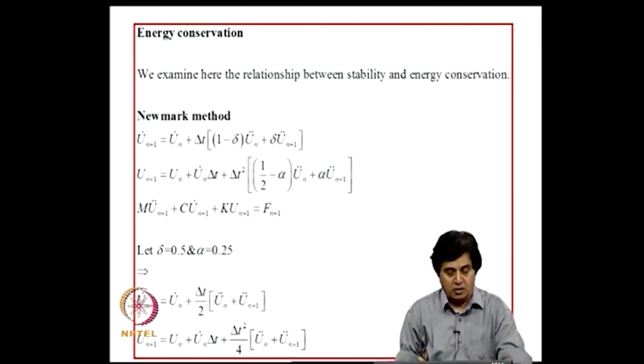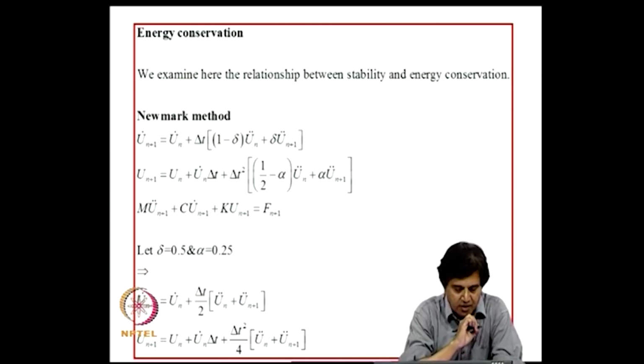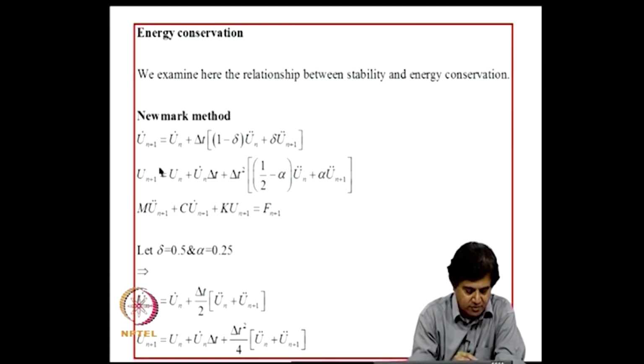Now, we will consider the relationship between stability and energy conservation. We have talked about the so-called spectral stability of the integration schemes when applied to linear time invariant systems. Let us ask how those concerns are related to conservation of energy. So, let us focus our discussion on Newmark's method. In the Newmark method we have this set of 3 formulae: this is for velocity, this is for displacement, and this is the equilibrium equation at time t n plus 1.